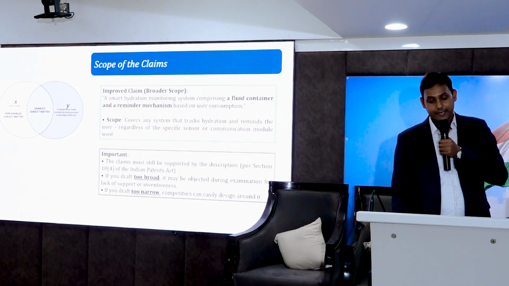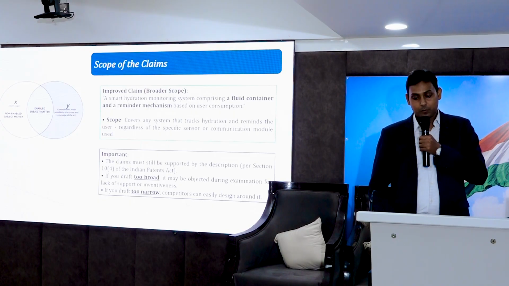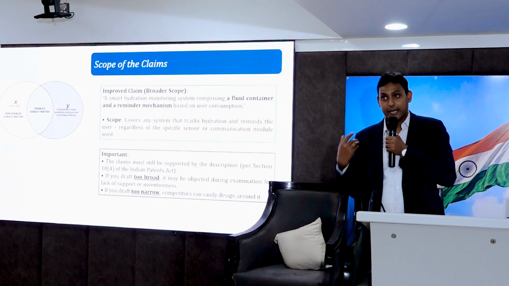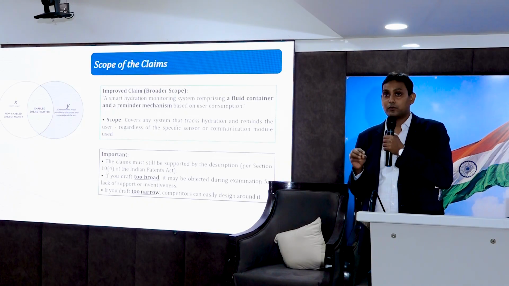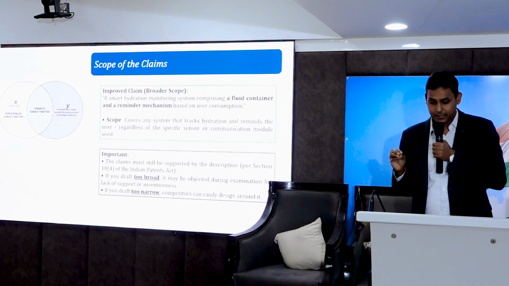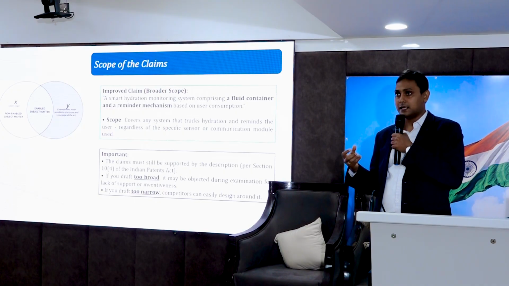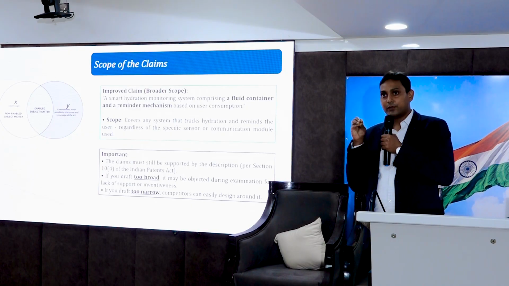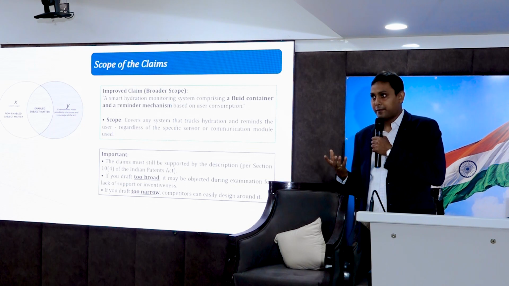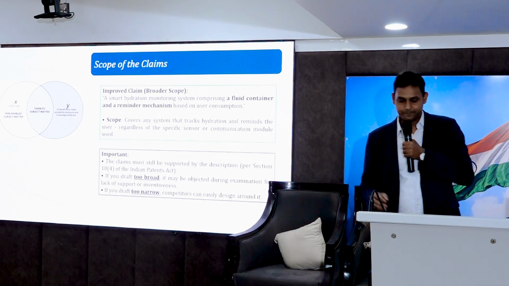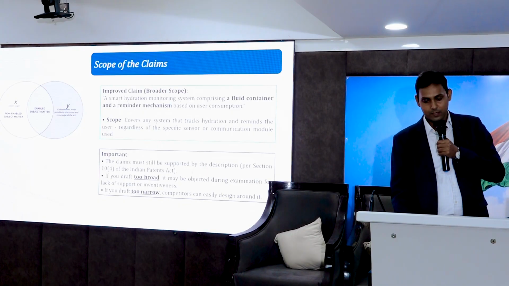And also if you write too narrow a scope, then the competitor can easily design around it. So that's why it's a strategy. You have to understand how to write the claim so that it is not the broadest version of your invention and not too narrow. It is in between these two that you properly define the scope of your invention. Got it? Okay.